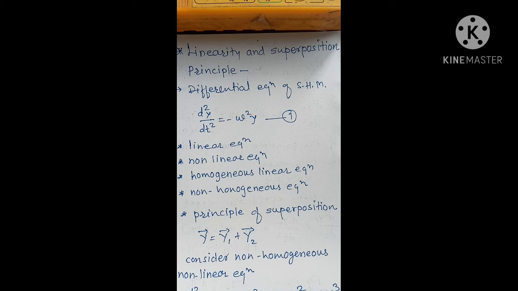Now, in this topic, we are explaining the terms linear equation, non-linear equation, homogeneous linear equation, and non-homogeneous equation. Now the non-linear equation means if the equation contains higher order terms like y square, y cube, then it is called a non-linear equation.